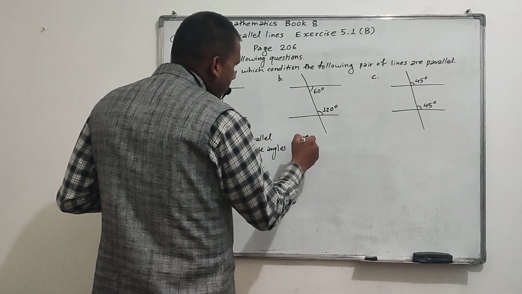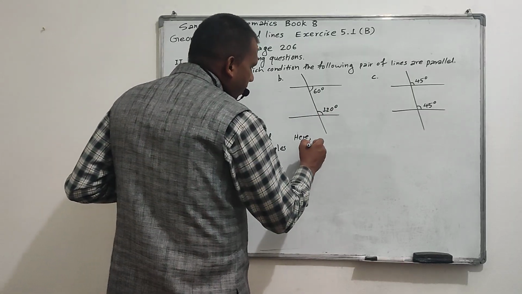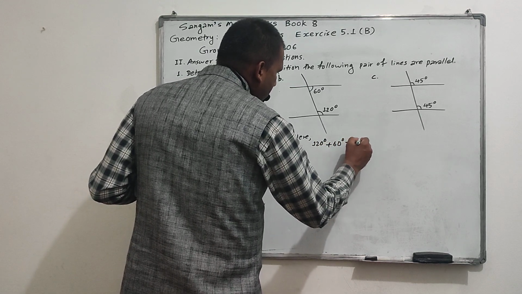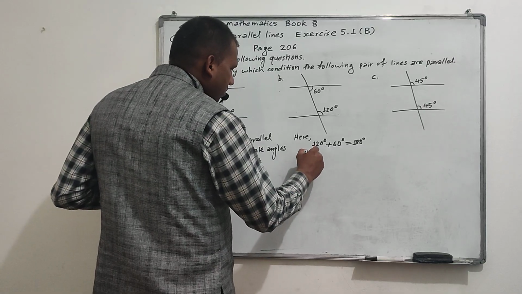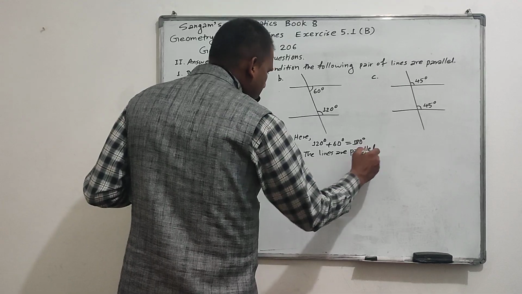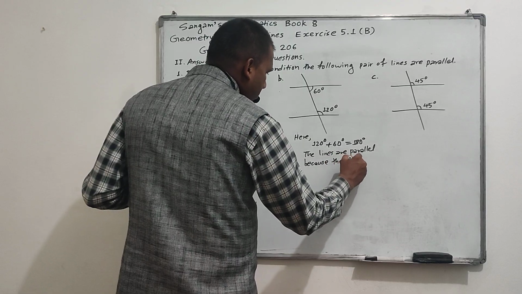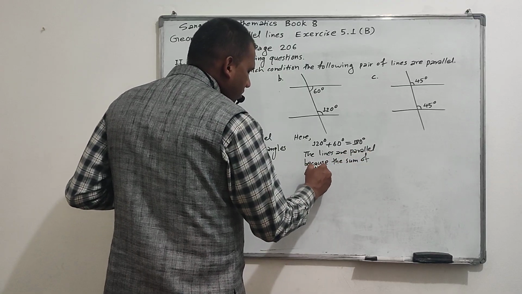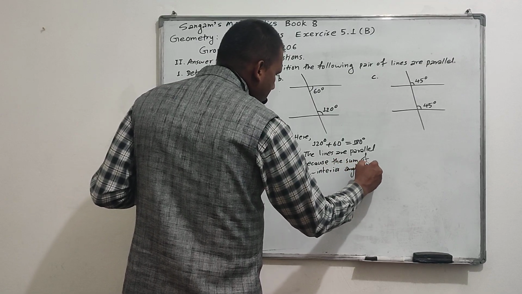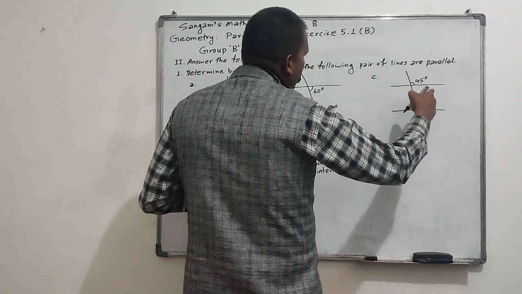Here 60 degree and 120 degree, they are co-interior angles, so finding their sum, 120 plus 60 degree equal to 180 degree. So the lines are parallel because the sum of co-interior angles is 180 degree. And see, this angle 45, that also 45.